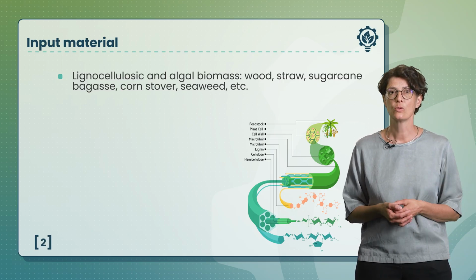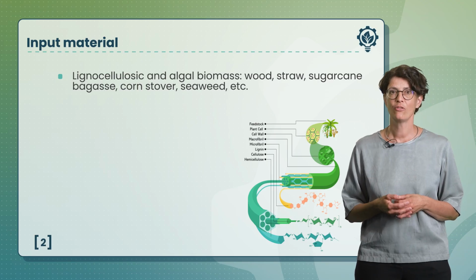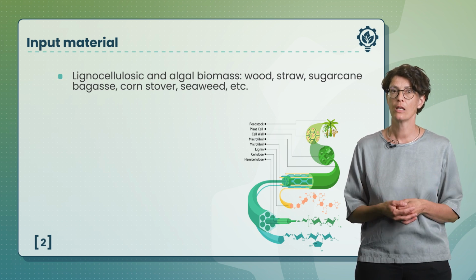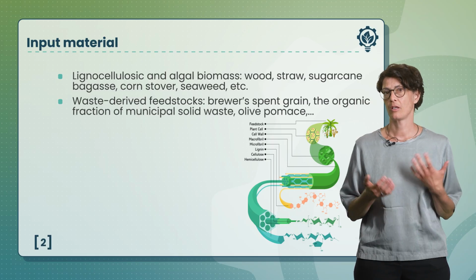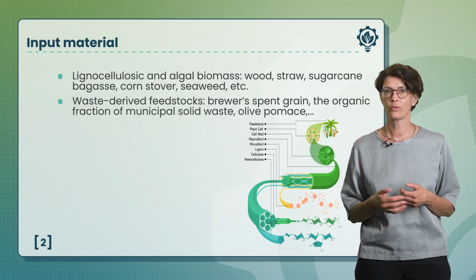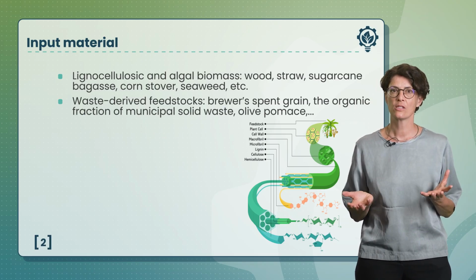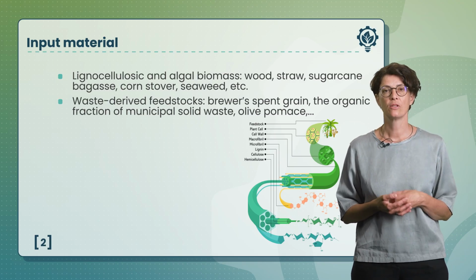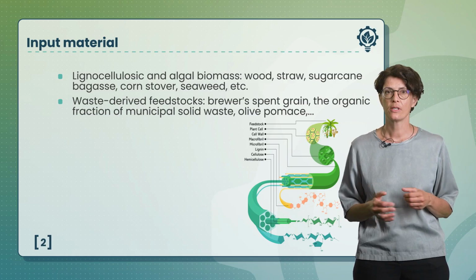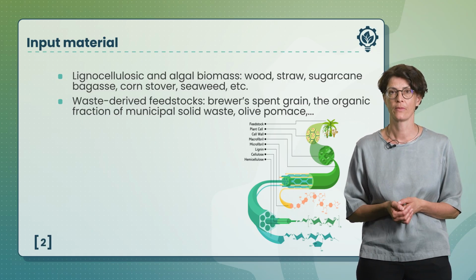Also, microalgae are used as feedstock for biorefineries. They present a versatile feedstock due to their rapid growth rates and their ability to thrive in low-quality conditions. Waste-derived feedstocks, such as exhaust olive pomace, brewer's spent grain, or the organic fraction of municipal waste, serve as integral feedstocks in biorefineries. Their incorporation maximizes resource utilization and reduces the environmental footprint associated with waste disposal.